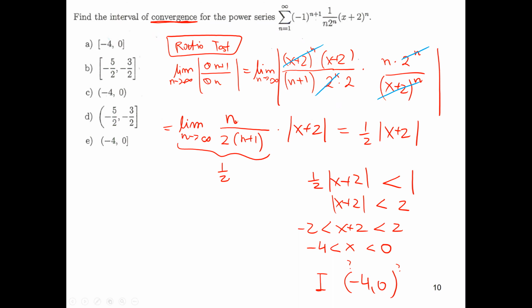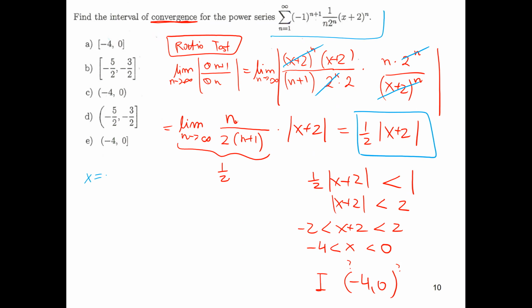When I use these values and substitute here, -4 plus 2 is -2, and the absolute value of -2 is +2. +2 times half is 1. And when we get 1, we know that the ratio test is inconclusive. The same happens when I substitute 0. That means I can't really use the ratio test to test the endpoints, so I will just substitute into the main formula.